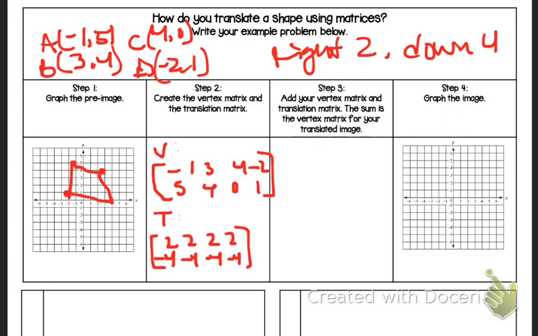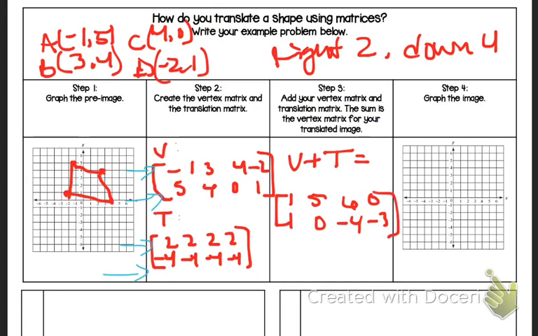But to do this using matrices, you first need to state the vertex matrix, V, which is the same as before, and T, our translation matrix, which is the same as before because it's 2's across the top and -4's on the bottom for x's and y's. Step 3 is to add the two together: V, the vertex matrix, plus the translation matrix. Remember when you add matrices, you add the corresponding elements. So all the x's are added by 2 and all the y's are added by -4. So -1 plus 2 is 1, 3 plus 2 is 5, 4 plus 2 is 6, -2 plus 2 is 0. 5 minus 4 is 1, 4 minus 4 is 0, 0 minus 4 is -4, 1 minus 4 is -3. These are our new coordinates, all your primed coordinates: A prime, B prime, C prime, and D prime.